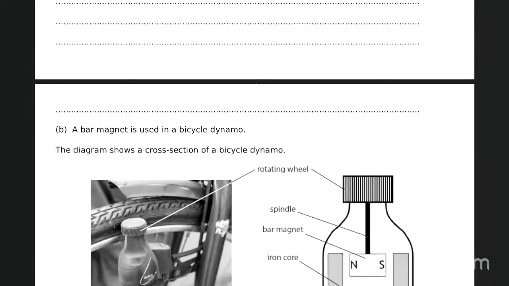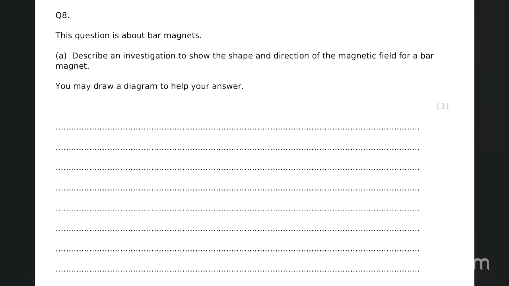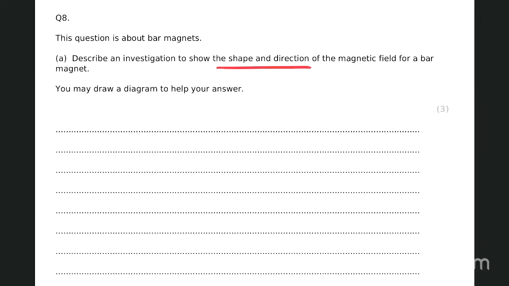Question number 8. Small theory discussion question, right? This question is about bar magnets. Describe an investigation to show the shape and the direction of the magnetic field for a bar magnet.